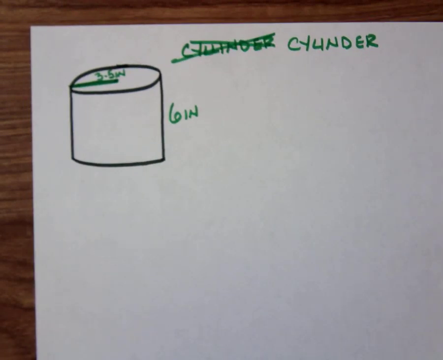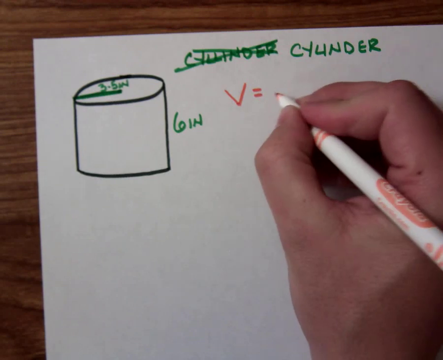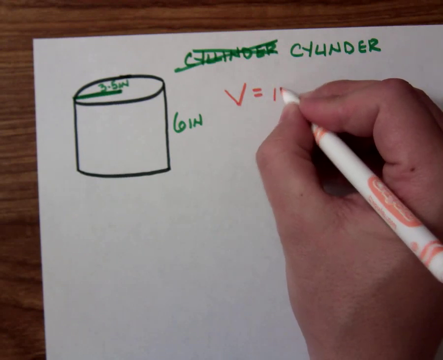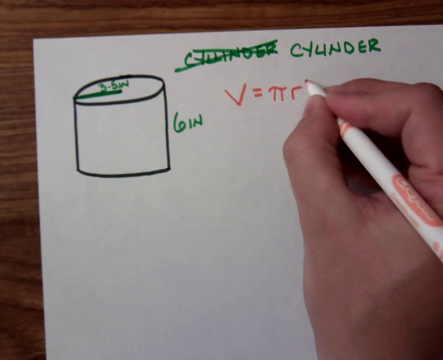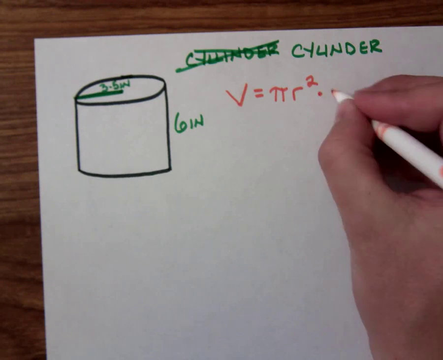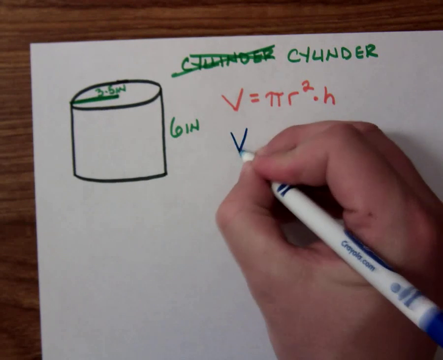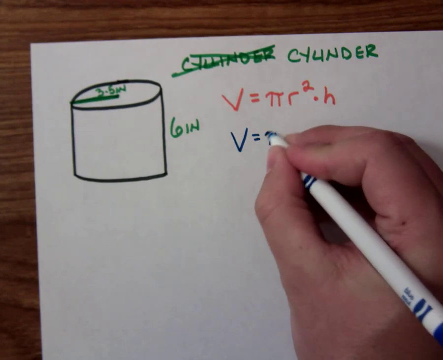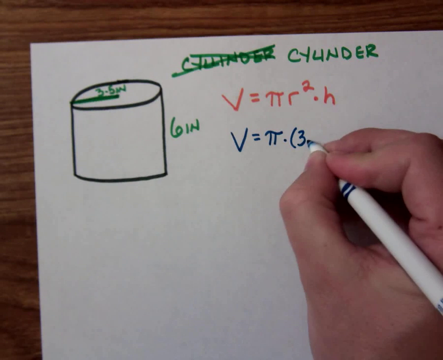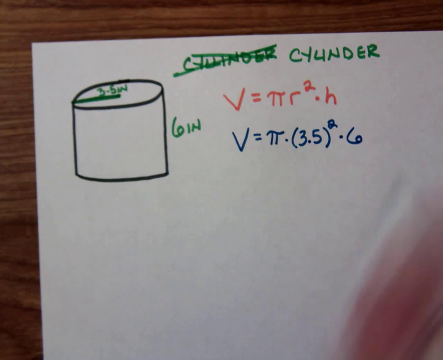Okay, so refresh my memory then. What is the formula for the area of a circle? Or half, or was it? You had it right. Pi r squared. So that's the area of the circle on top, and then I'm going to multiply that by the height of the shape. And now it's just a matter of plugging in the numbers. So pi times the radius squared times the height.